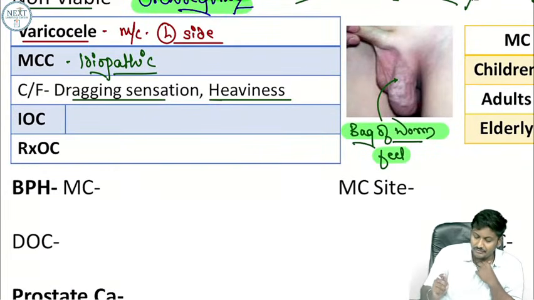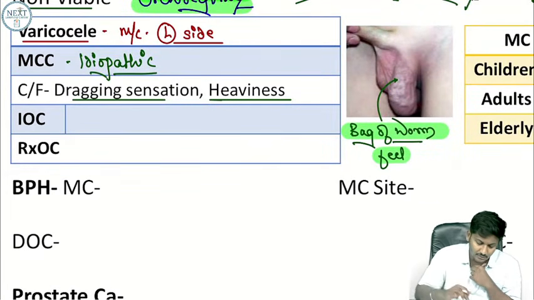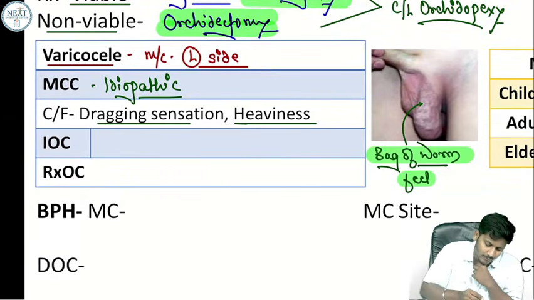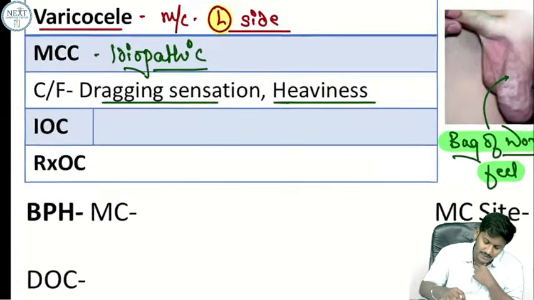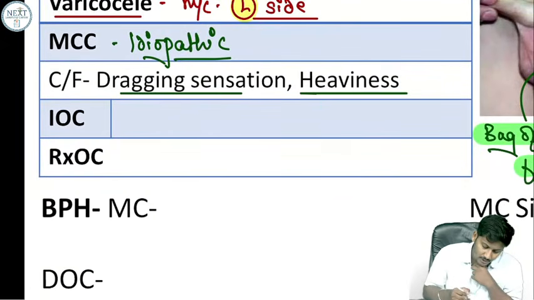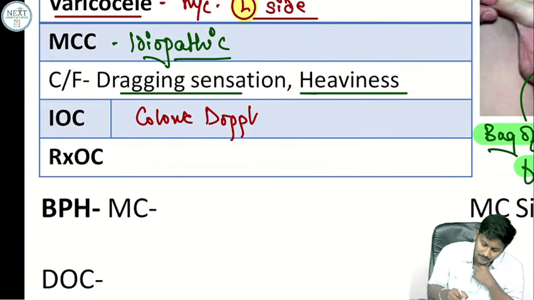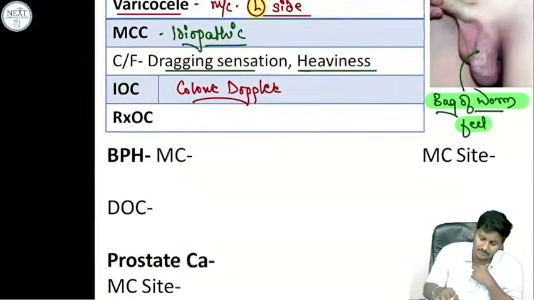So bag of worm feel, definitely when you palpate these dilated testicular vessels, beta. That is seen usually in a case of varicocele, beta. That is important to remember. Clear? If they ask you, definitely in patients of varicocele, as it is a problem related basically, beta, to the vessels. So here we go for a color Doppler. Okay. So color Doppler, beta, is the investigation of choice in patients of varicocele.